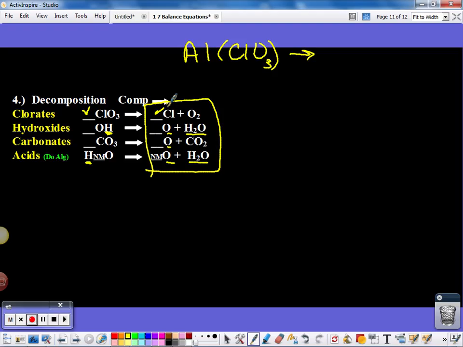An exception would be chromate. Chromic acid would be an exception because chromium is in the transition metals and not in the non-metals. So there are exceptions to this being a non-metal. Don't let it confuse you. It's just the first middle element of the acid.